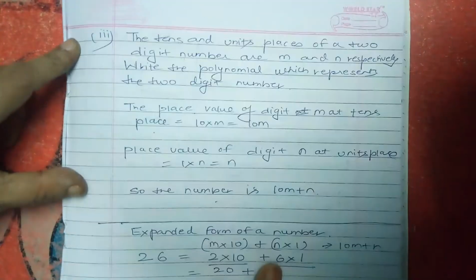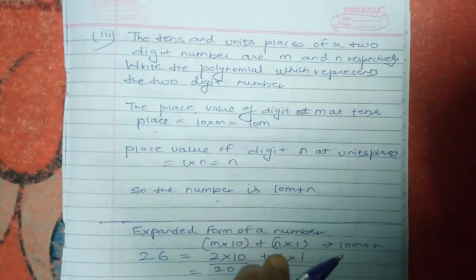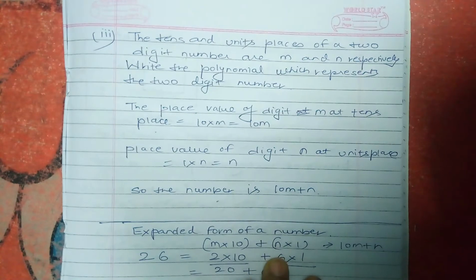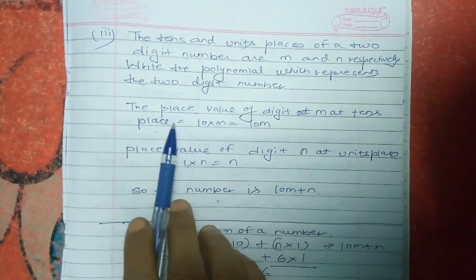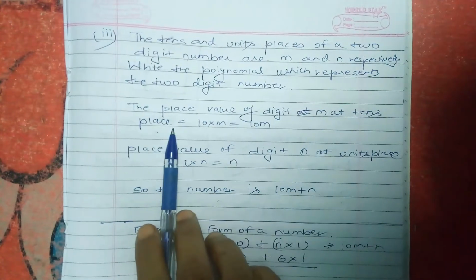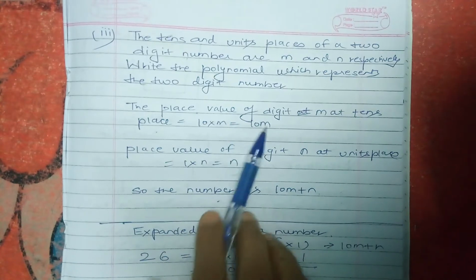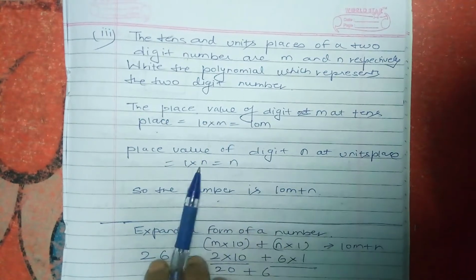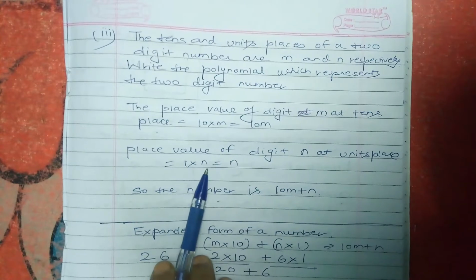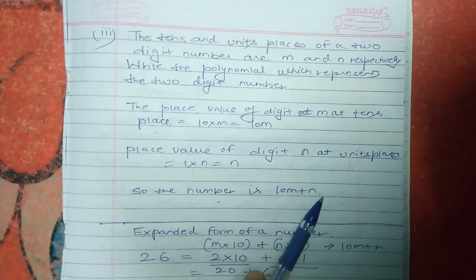Next, third question. The tens and units places of a 2-digit number are M and N respectively. Write the polynomial which represents the 2-digit number. Now you can see here the place value of digit M at tens place is 10 into M, 10M, and the place value of digit N at units place is 1 into N, N, isn't it? So the number is 10M plus N.